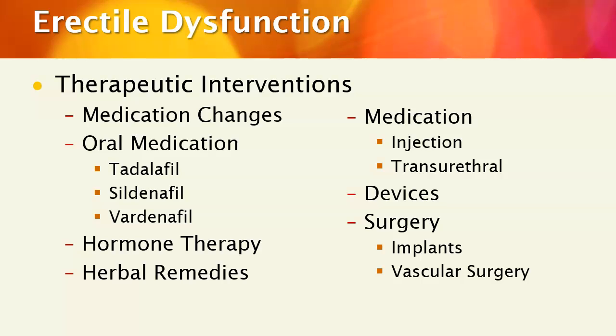Once we have determined that everything else has been ruled out, now we're going to start looking at our therapeutic interventions. So maybe it's a medication change. We've talked about how certain antihypertensives are known for causing erectile dysfunction, so let's look at some different medications. We may have to add oral medications like erectile dysfunction medications.